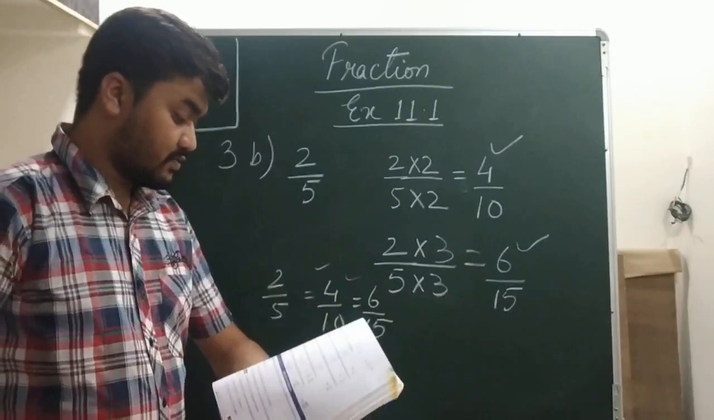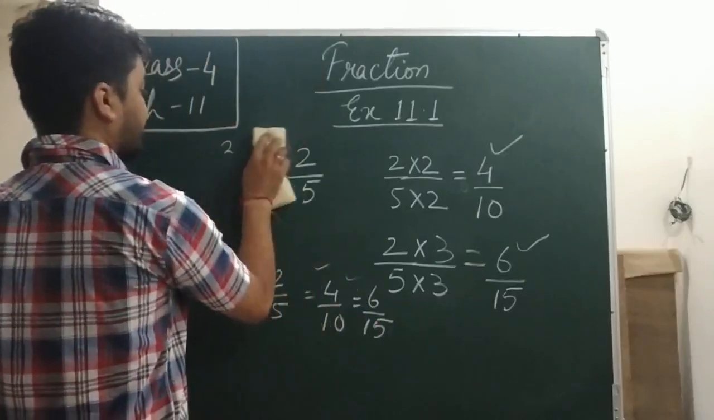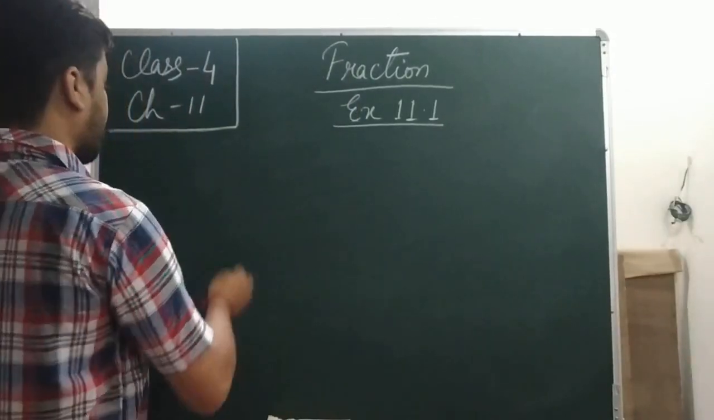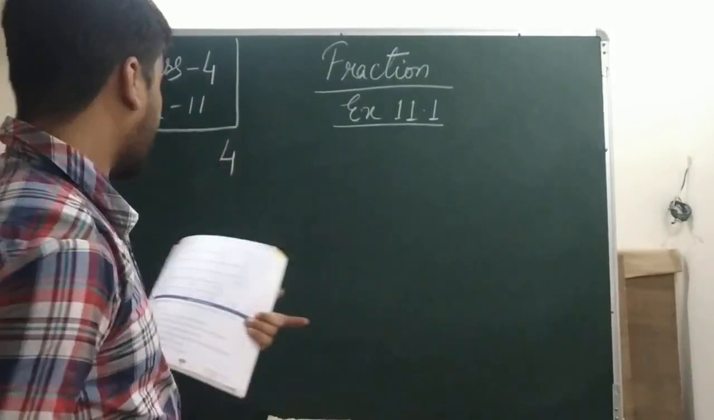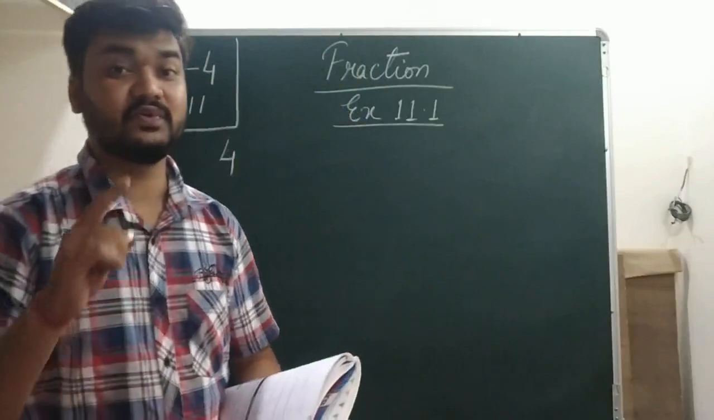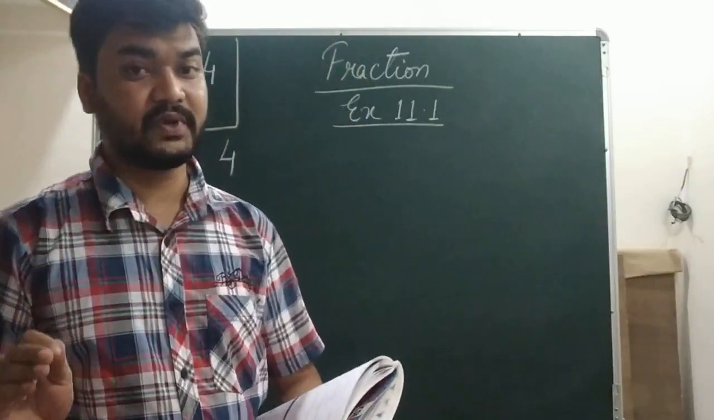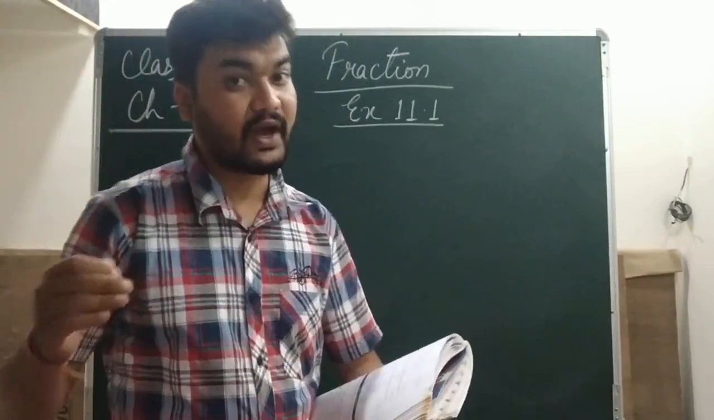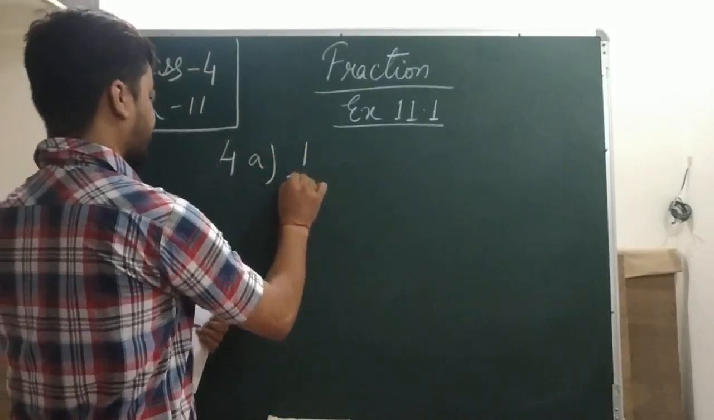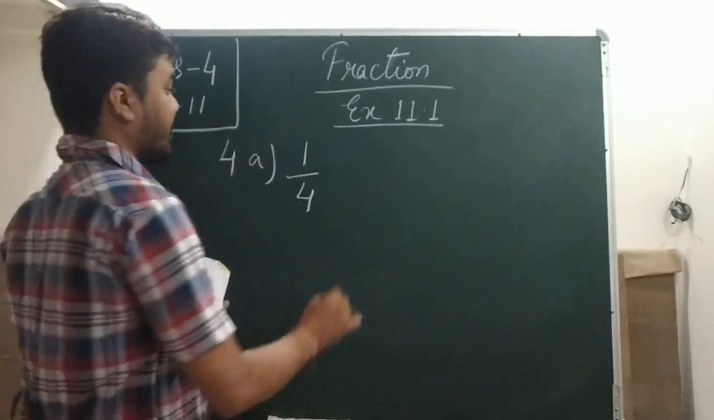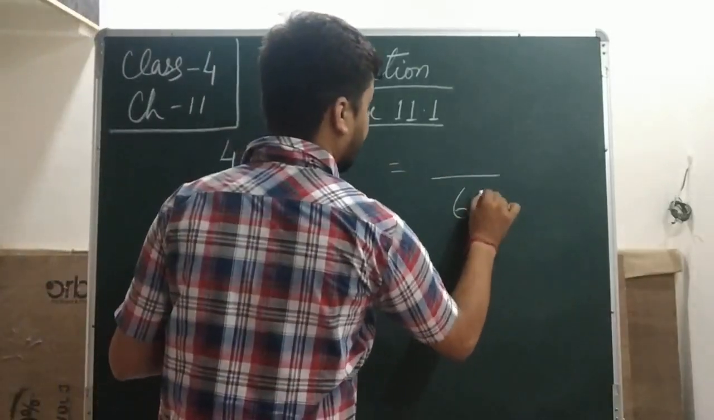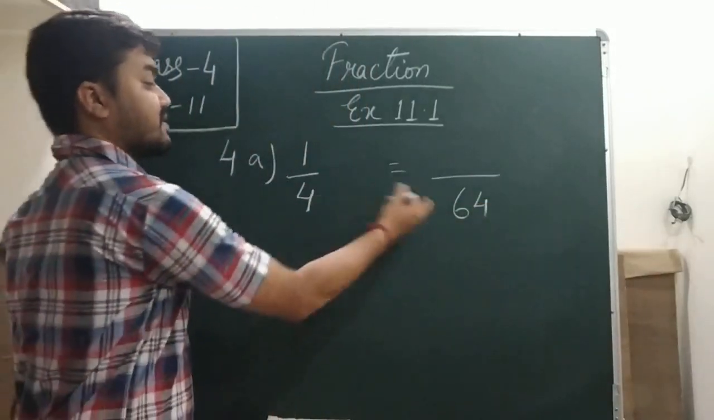Moving forward, question number 4. It is given, find the equivalent fraction of the following having denominator 64. In the denominator it should be 64. It is not there, but we have to bring in denominator 64. First question, if I solve 1 by 4, okay, and in the denominator we have to bring how much? 64.